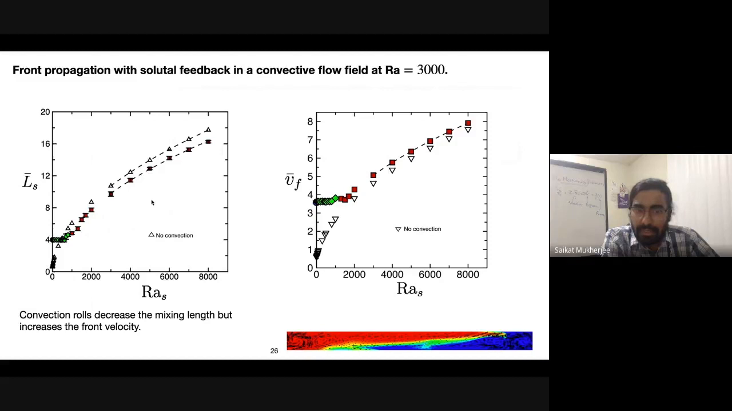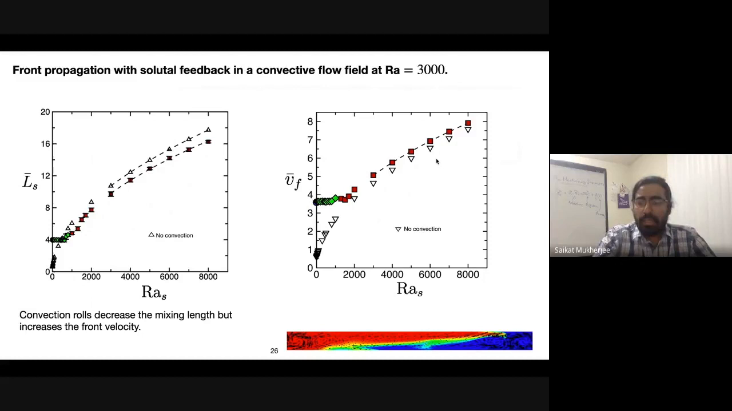But the big takeaway is that the mixing length is smaller than the mixing length when there was no convection. The convection rolls as if squeeze the reaction front and do not let it grow to the large extent that we saw for the solutal feedback. An opposite thing happens for the front velocity, which again sits constant for a while, but then increases. When there is convection, the front velocity is larger than the corresponding value when there is no convection.